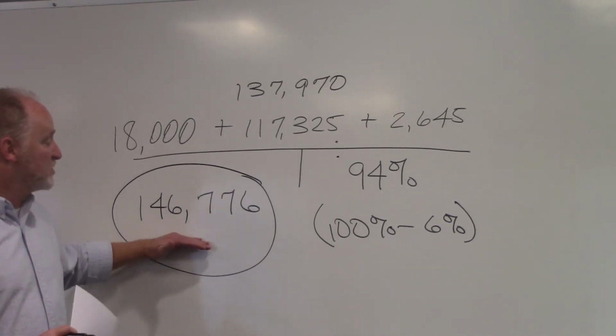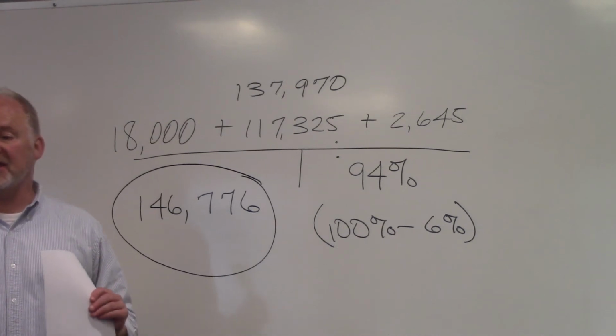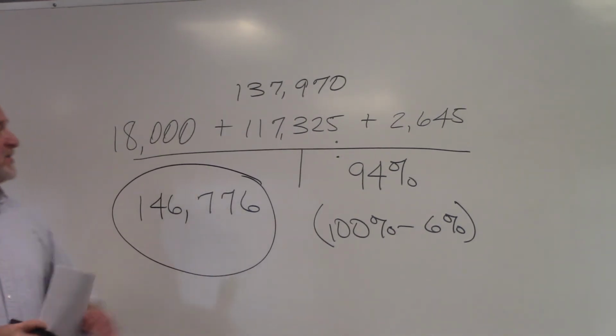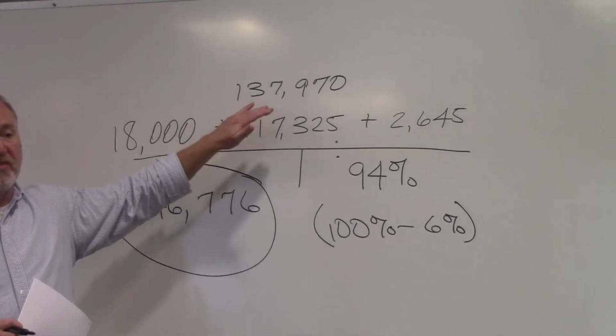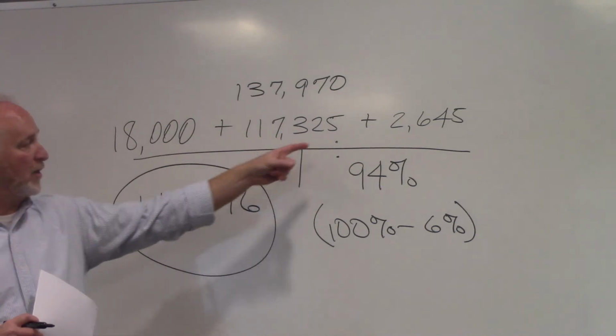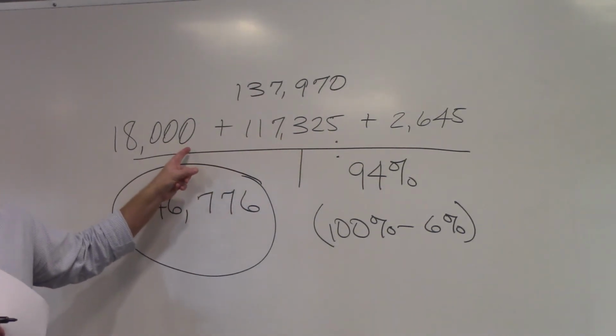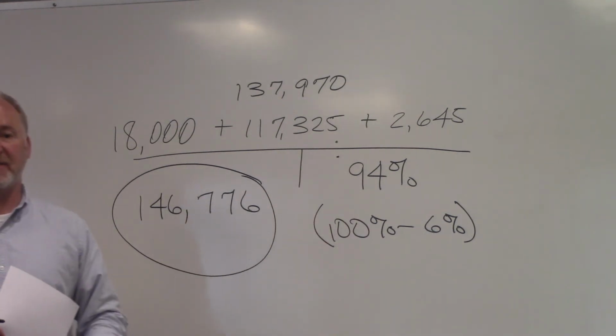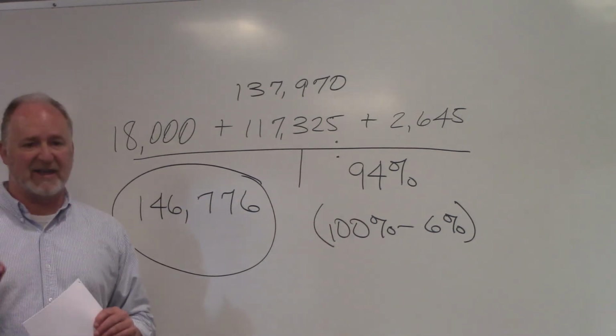Okay. Now let me remind you what you just found. What this number means, 146,776, is what you need to sell the house for so that the seller can get their net of 137,970, which will allow them to pay off their loan, their closing costs, and put $18,000 in the pocket and pay me my 6% commission. That is the net to seller question.